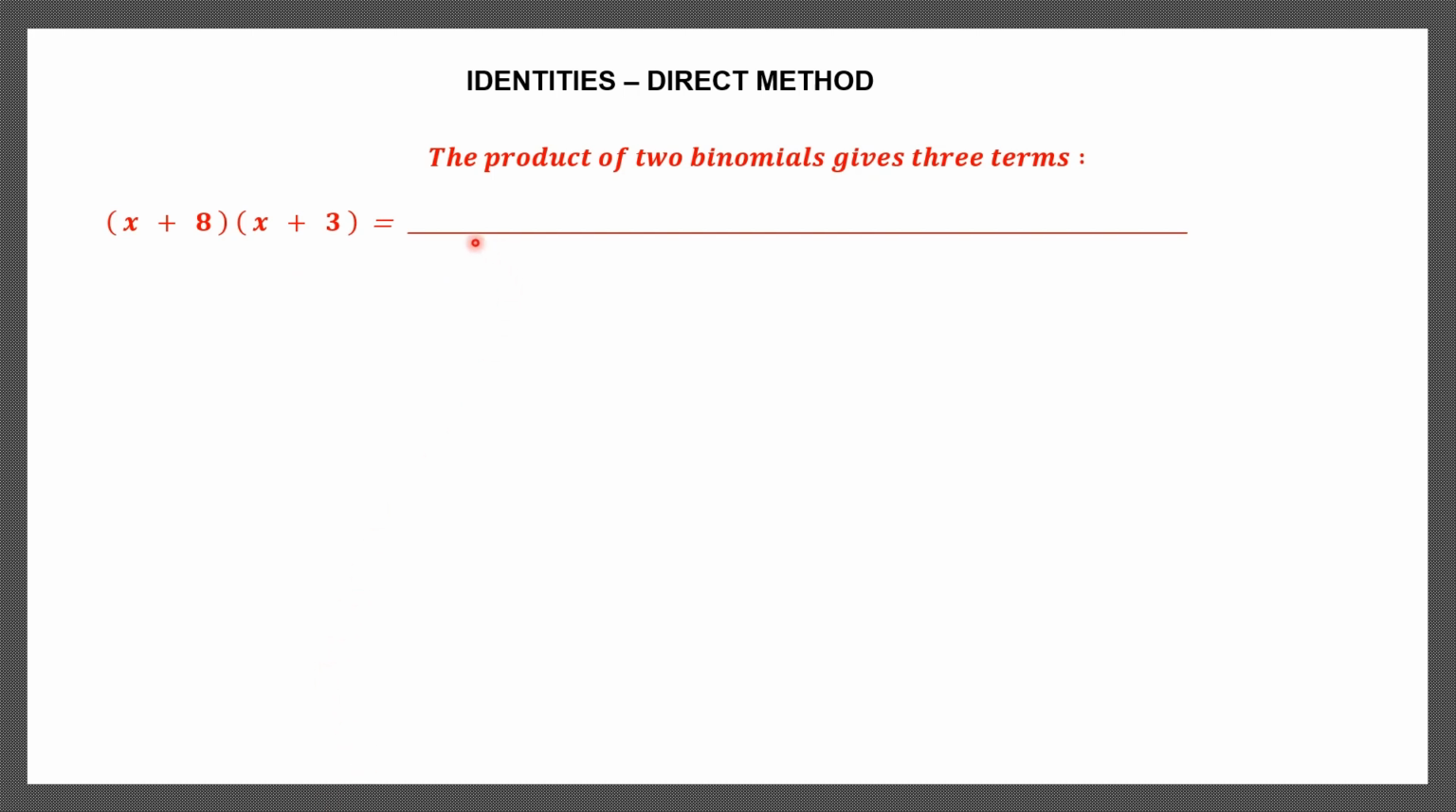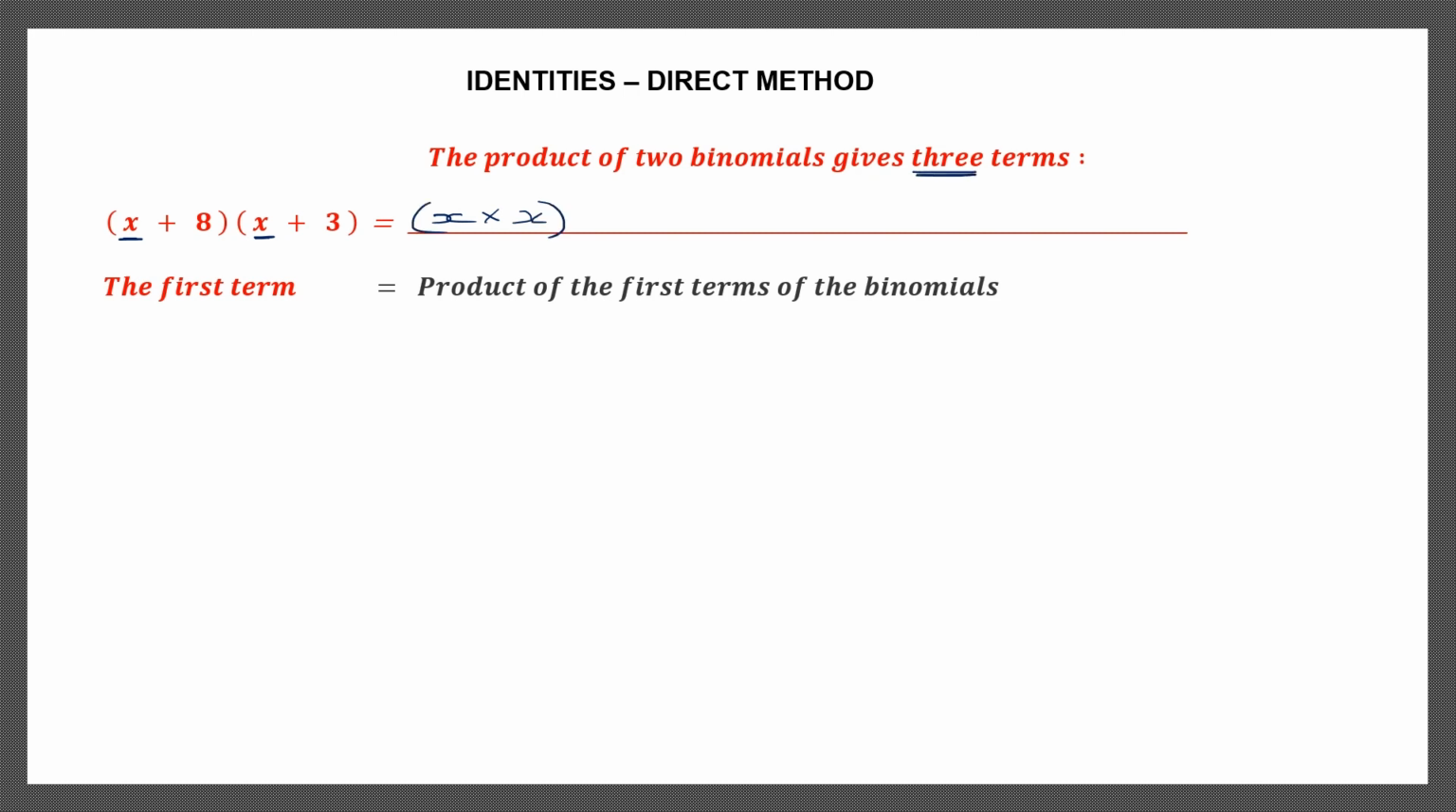First of all, you must remember this point, that the product of two binomials will give us three terms. That means if I multiply these two binomials, my answer will have three terms. So what will the first term be? The first term will be the product of the first two terms of the binomials. Product means multiply. Which are the first two terms? This is the first term of this binomial and this is the first term of the other binomial. When you multiply these two, what do you get? That will be x into x. This will be the first term.